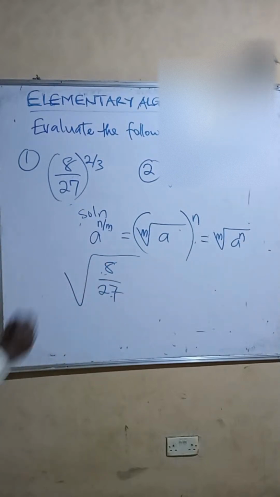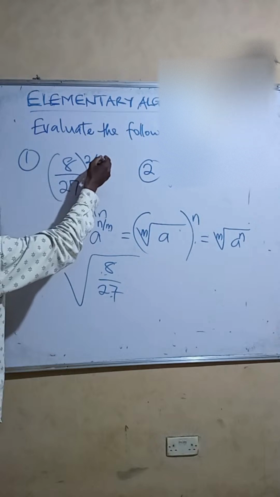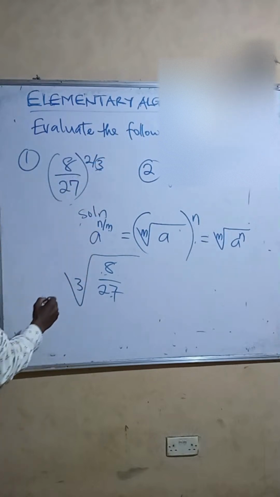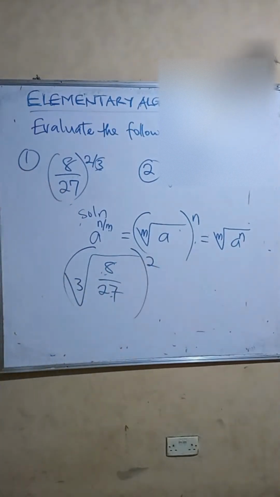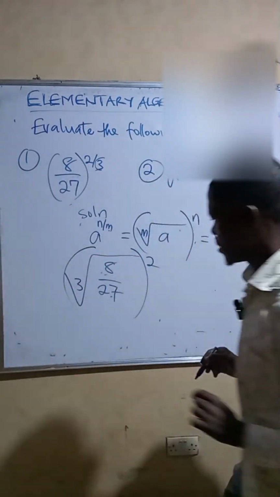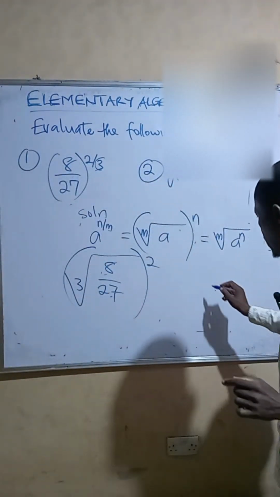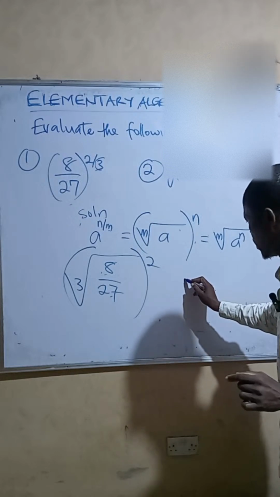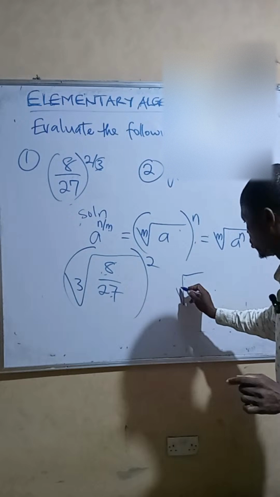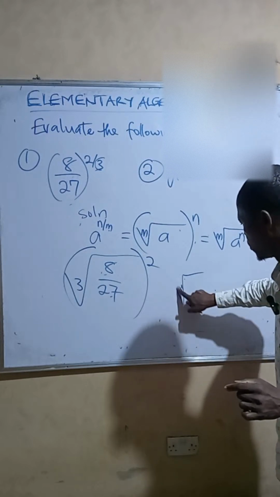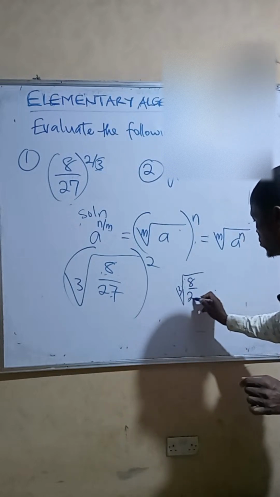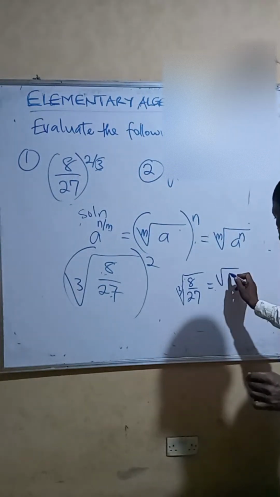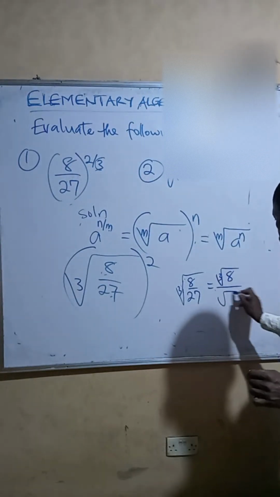Then the exponent, the power, is a fraction. So this is the denominator, that's a 3, and then the numerator is what? It's 2. What this 3 means is, don't forget, you have a cube root of a fraction, 8 over 27. So this will be equal to what? Cube root of 8 over cube root of 27.